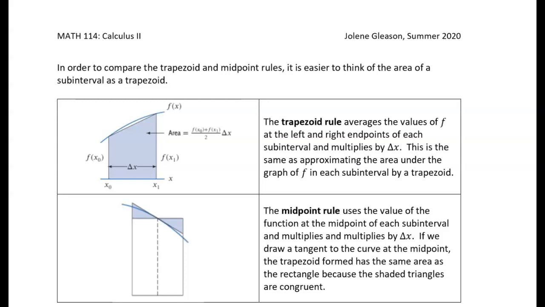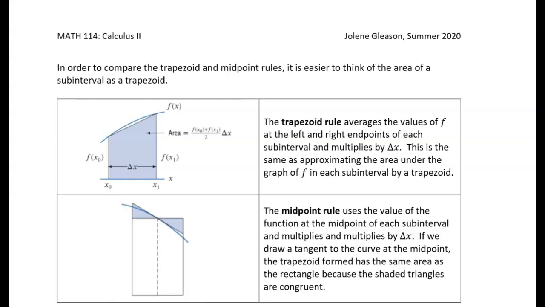All right, so in order to compare the trapezoid rule and the midpoint rules, it's easier to think of the areas of these subintervals as trapezoids. Now, obviously, I've already talked about the trapezoid rule, how you're breaking the subintervals into trapezoids because you're averaging the right and left endpoints. It also ends up that you can just do the left-hand sum and the right-hand sum, average the two, and you get the trapezoid rule for that function.